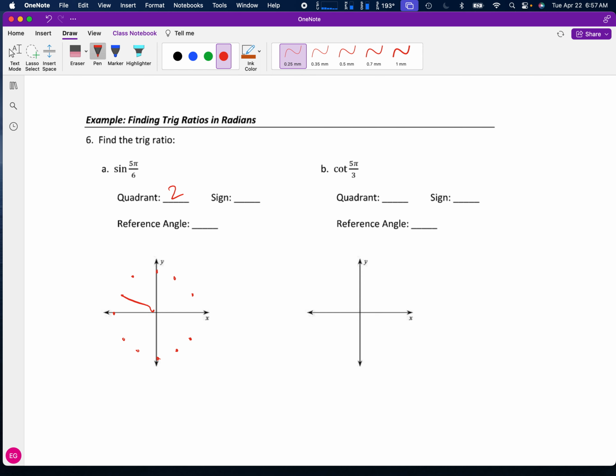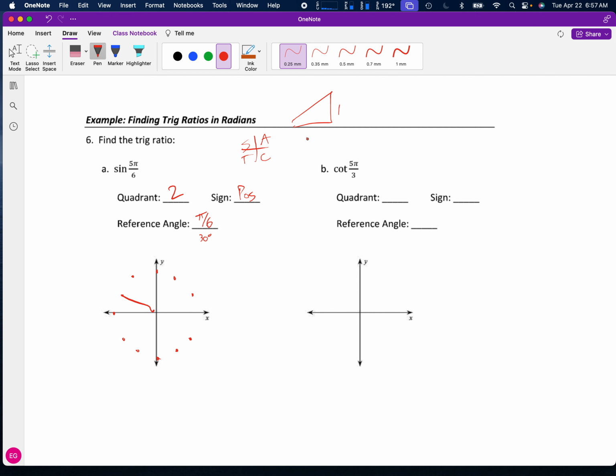So I'm in quadrant 2, and sine is positive in quadrant 2. Again, using our All Students Take Calculus, sine is positive. And our reference angle is pi over 6. Okay, now I want to remind you that if I give you something in radians, your answer should be in radians if we're talking about an angle measurement. So the official answer is pi over 6, but we know that that's a 30.